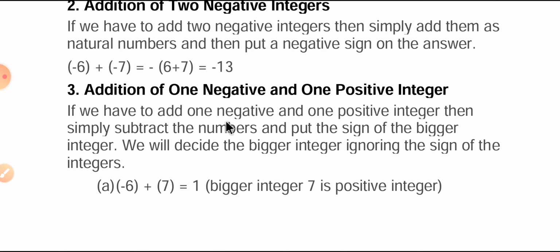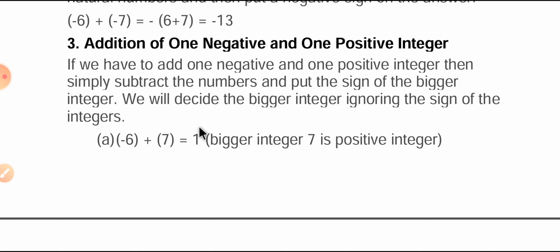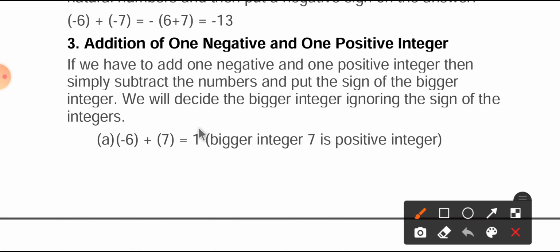If we have to add one negative and one positive integer, then simply subtract the numbers and put the sign of the bigger integer. We will decide the bigger integer ignoring the sign of the integers here. So let us see how to add if one negative and one positive integer is given.